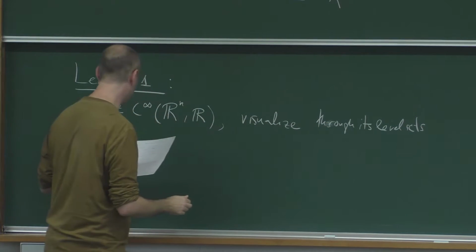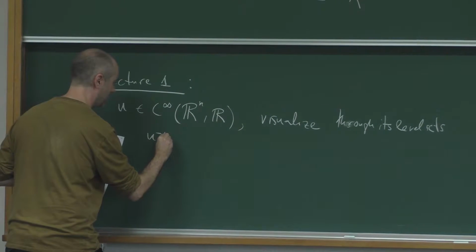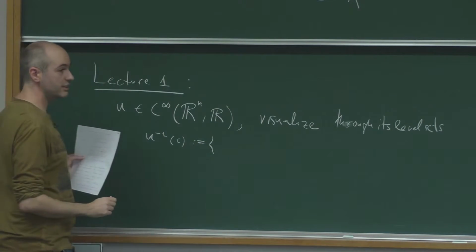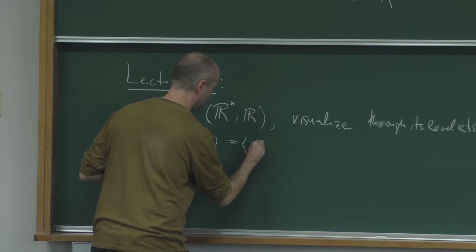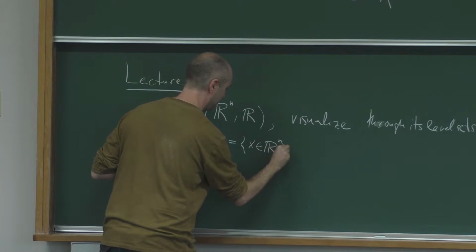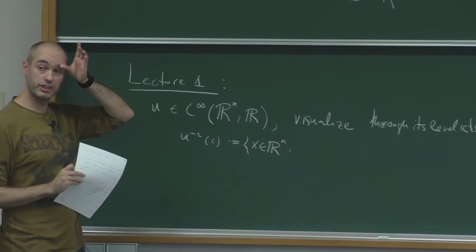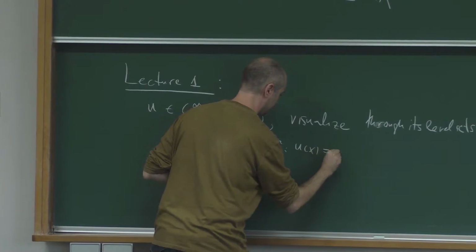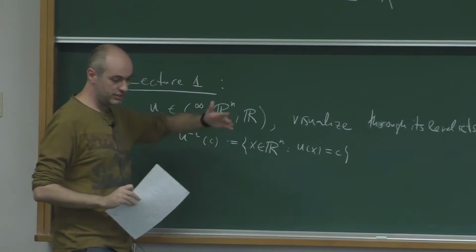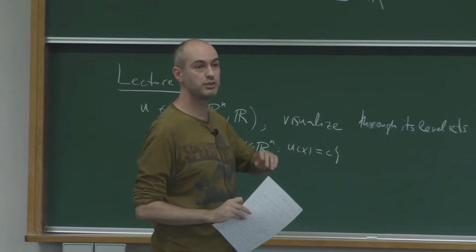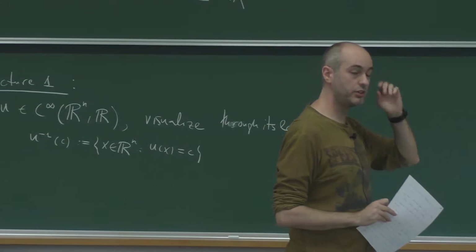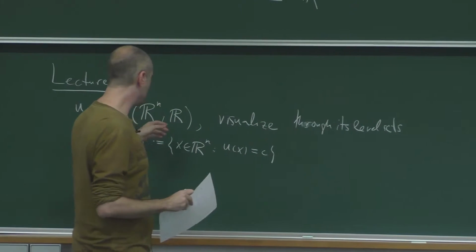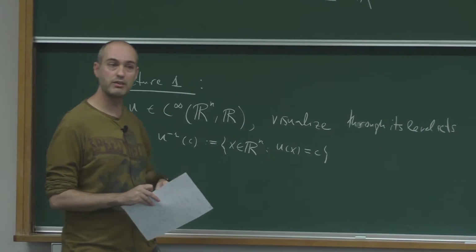So by level sets, I just mean, let's denote it this way, u^{-1}(c) is the set of points in Euclidean space where the function takes the value c, the constant value c. Okay? And if you consider all the level sets of the function, this defines a partition of Euclidean space into some closed subsets. And in some cases, this partition is even a foliation, etc.